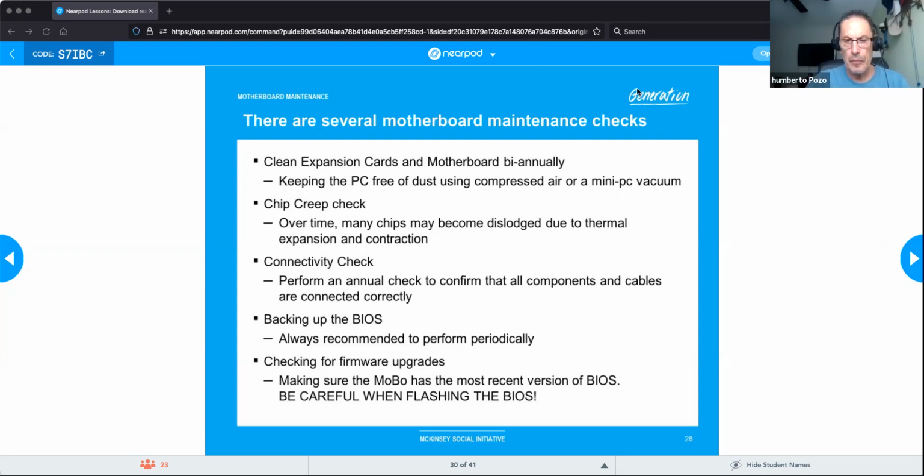The other thing I want you to be aware of is chip creep. When you have metals, or any material in fact, but metals particularly, if you heat them up, they expand. If you cool them down, they contract. So if you have two pieces connected to each other and they keep heating up and contracting, over time they start to move. These chips can start to move ever so slightly because of the repeated heating and cooling process going on inside the computer. Eventually you don't get a solid connection, so you might start to see intermittent issues because the connections aren't being made properly.